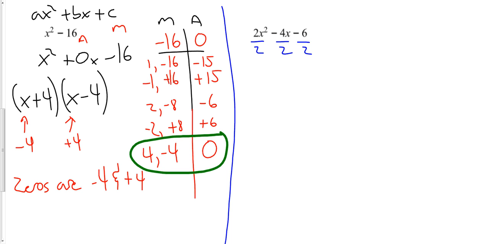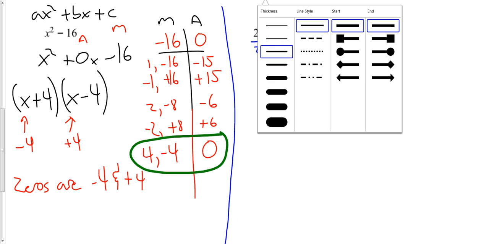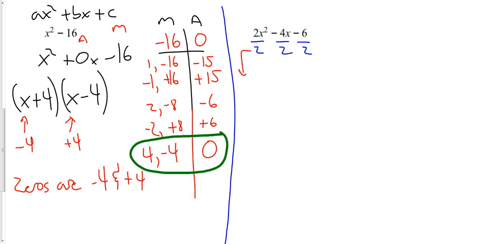Now we're not going to lose this 2. This 2 is not going to just disappear, so we carry it through. There's now a 2 out front, and then 2x squared divided by 2 just leaves us with x squared. Negative 4x divided by 2 leaves us with negative 2x, and negative 6 divided by 2 leaves us with negative 3.